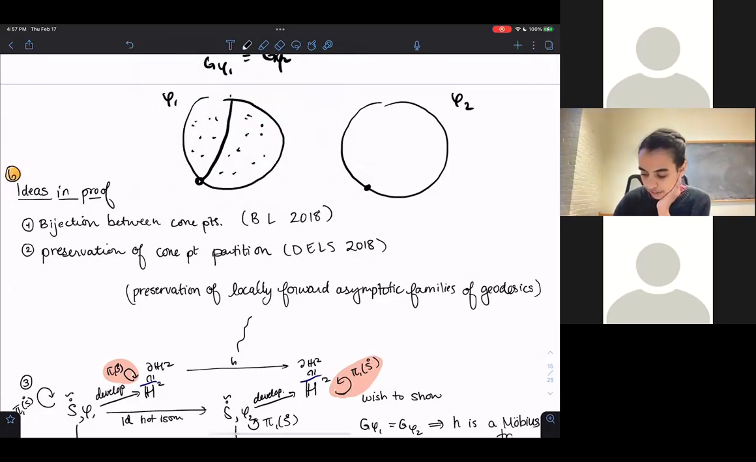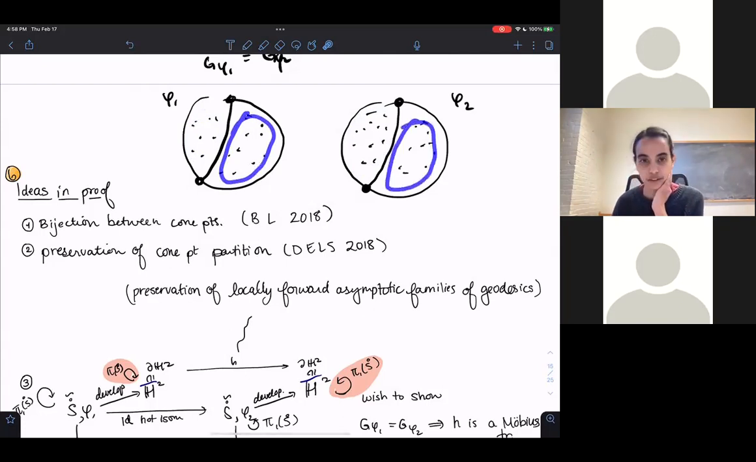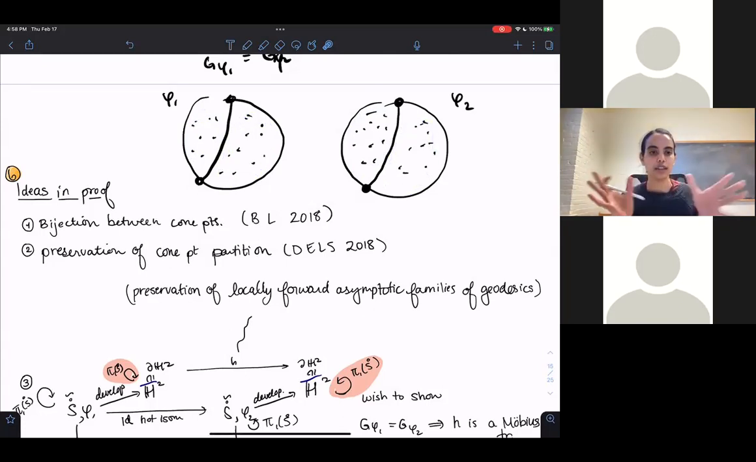So if I look at the non-singular geodesic between the same two endpoints in the phi 2 picture, it must separate the cone points. The cone points corresponding to these will be on the left. The cone points corresponding to these will be on the right. And so once we have this preservation of partition, then we slowly promote this to preservation of triangulation.